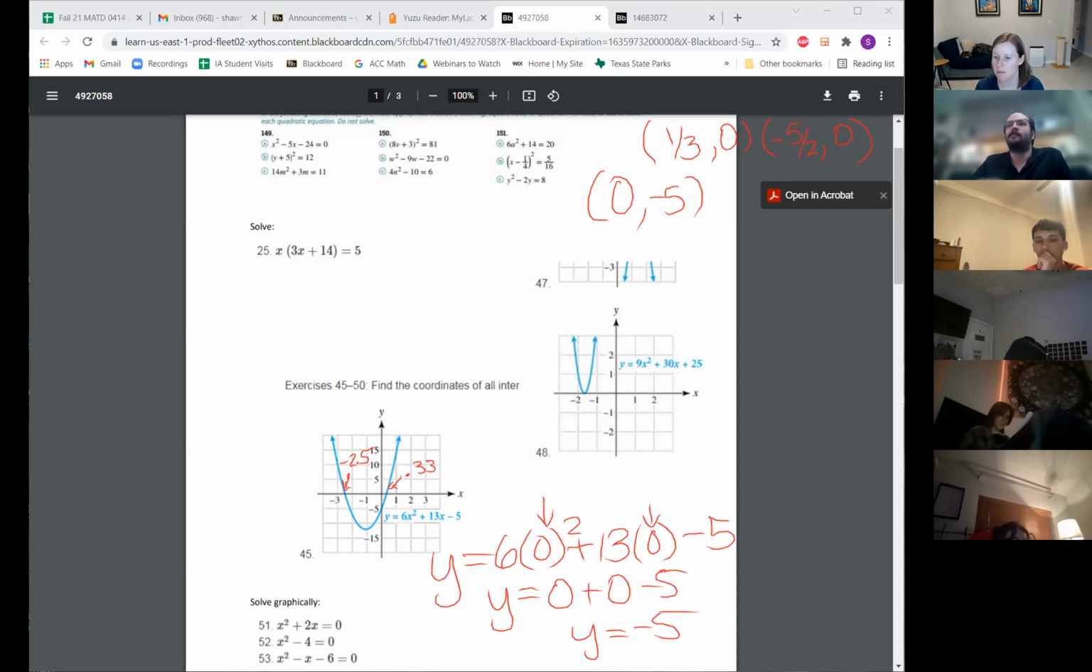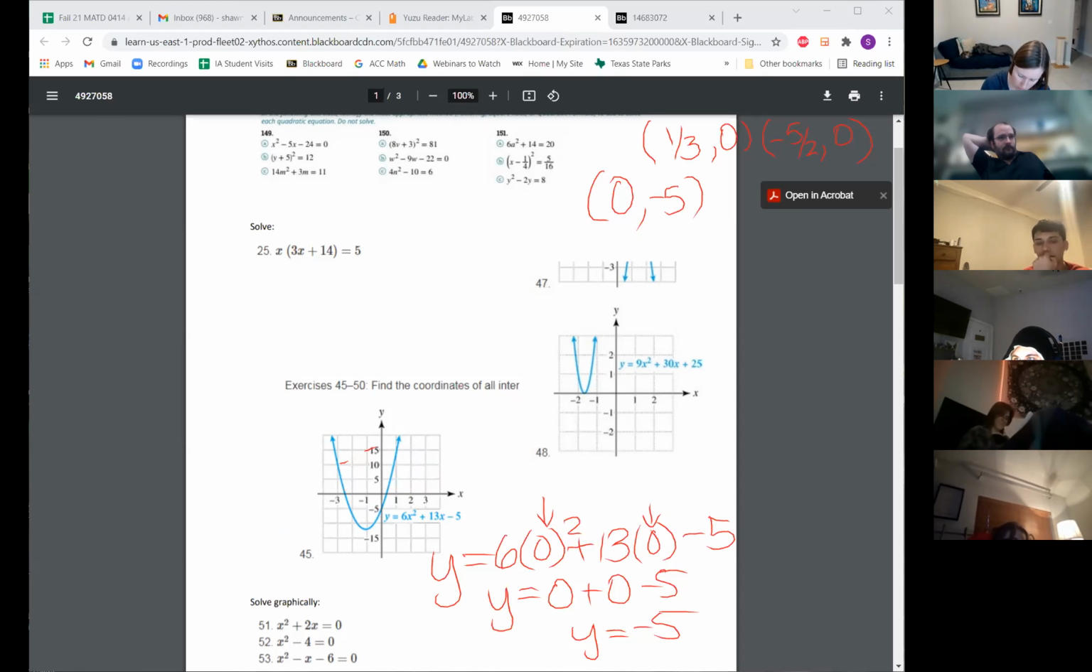Third. Yeah. Okay, let's check our y. Does this y look like it's hitting at -5, which is what we got? Yes. Yep, there you go. So it's a great way to check when you have that graph there at the end to make sure your answers make sense. I have a question.